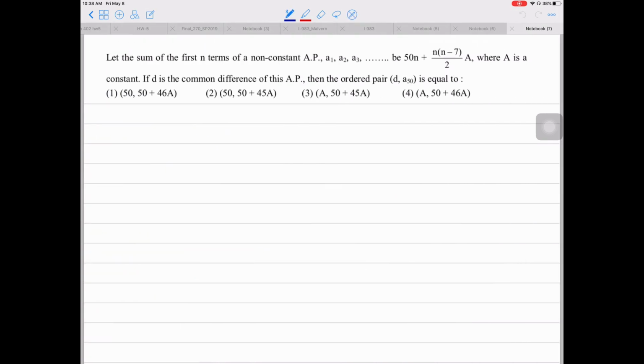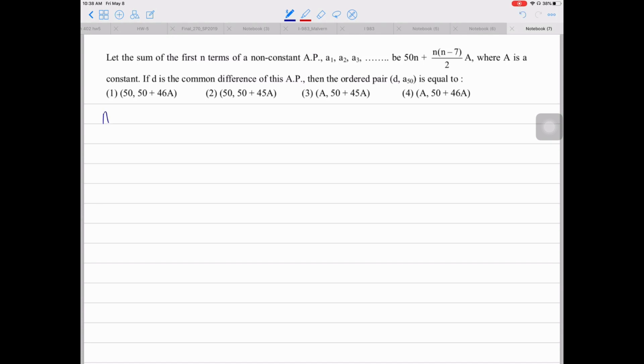Let the sum of first n terms of a non-constant arithmetic progression a1, a2, a3 be 50n plus n times n minus 7 times a over 2, where a is a constant. Let D be the common difference of this AP, then the ordered pair D, A50 is equal to.